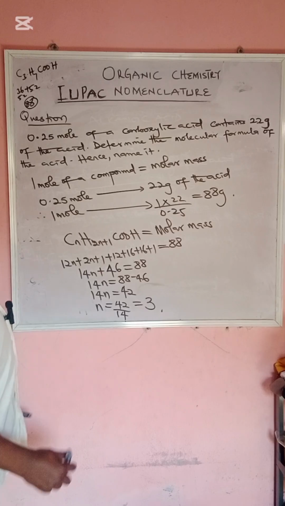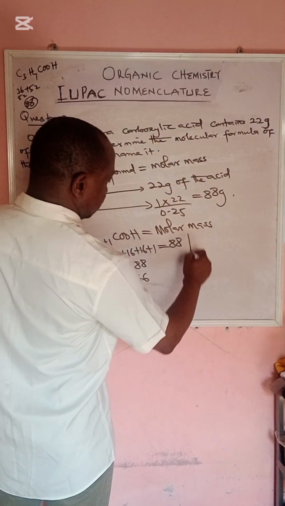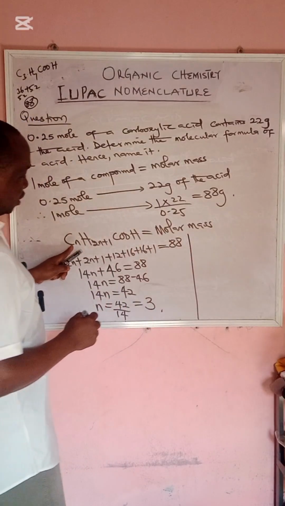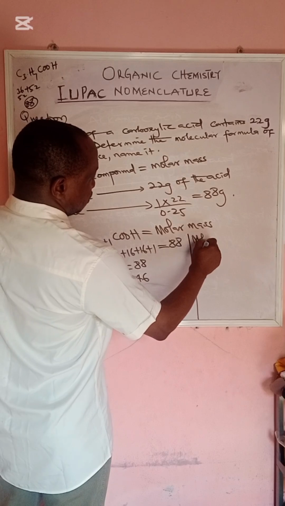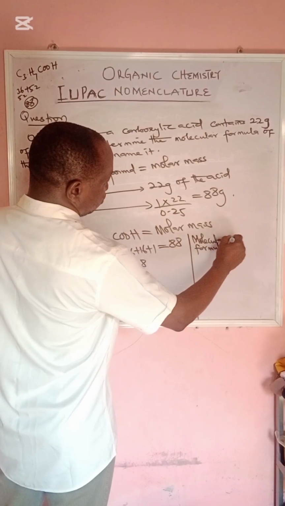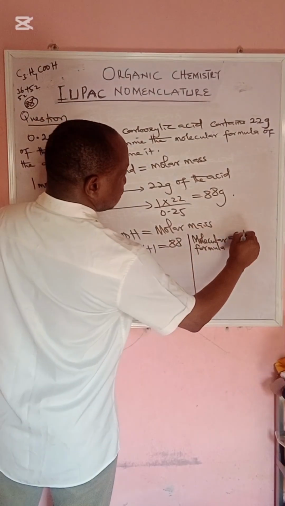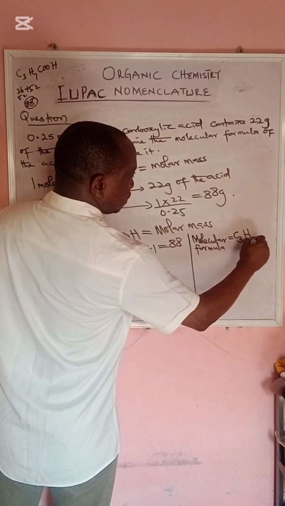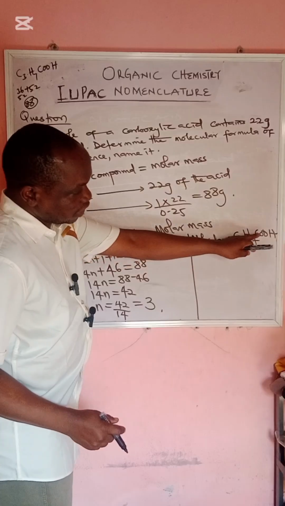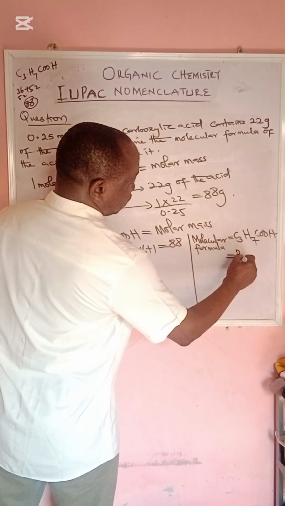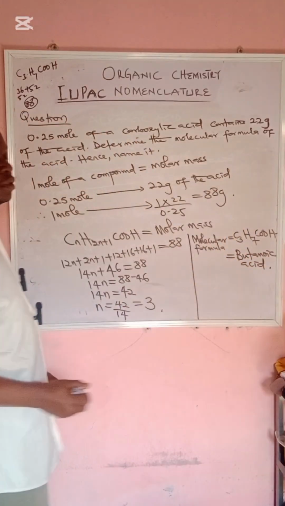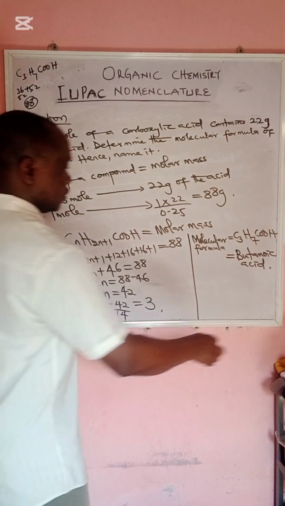So where n is equal to 3, from the formula, the molecular formula of the acid will be C3H2 times 3 is 6 plus 1 is 7, COOH. And the name, remember, 3 carbon and another carbon making 4, so this one is known as butanoic acid. That is question number 1. Please take note of that.